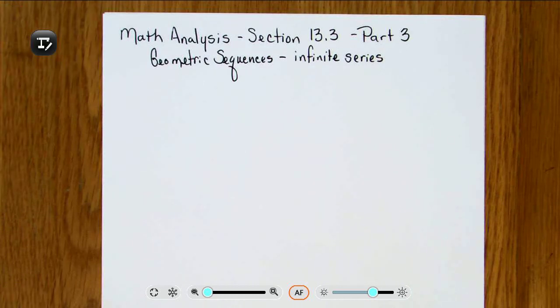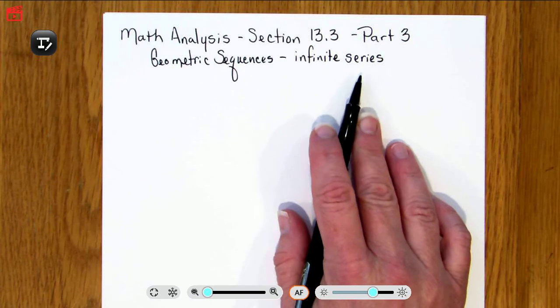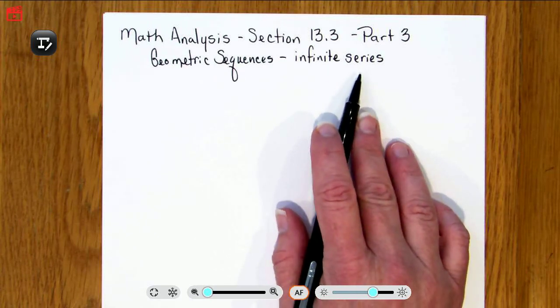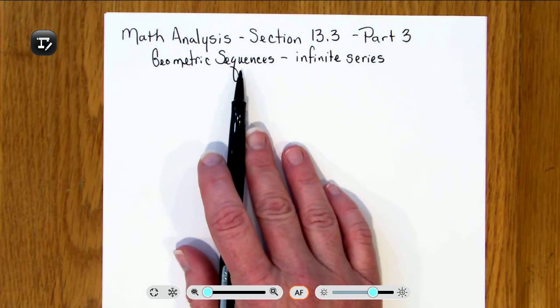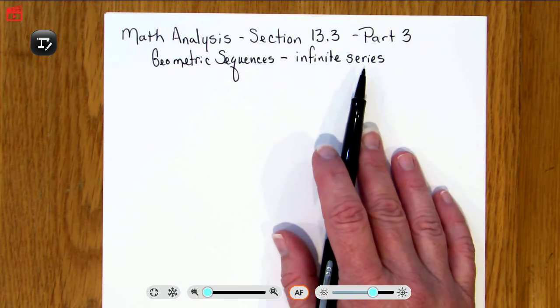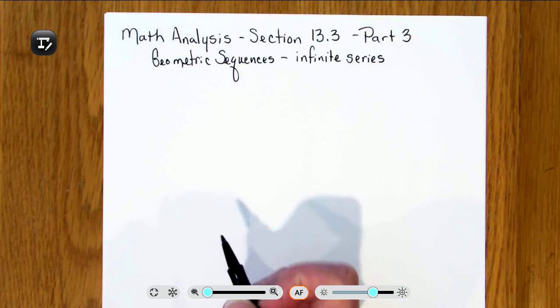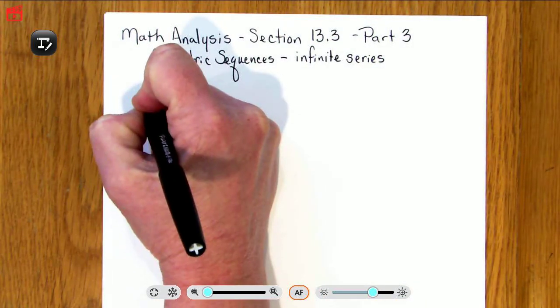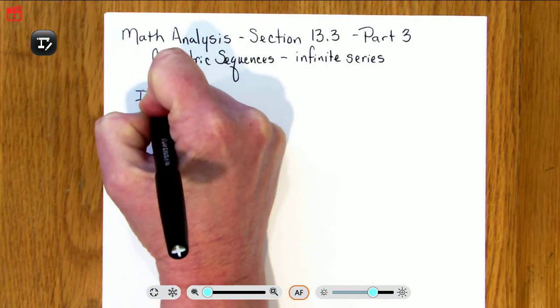Hi everyone, this is still continuation of section 13.3. We are talking about geometric sequences, and in this video we're going to look at the infinite series. Now again, I want to remind you that a series is when we add up a sequence. A sequence is just the list of numbers. When we start to add them up, we turn it into a series. So we're going to look at that infinite geometric series.